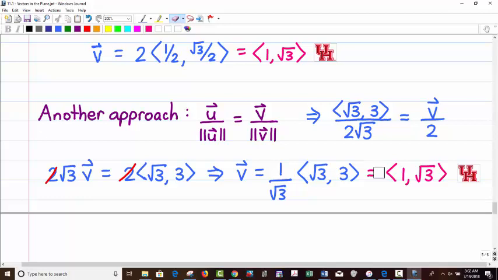Because if you set them up like this, you're saying unit vector u and unit vector v are going to equal each other if they're unit vectors. And there we go. So that would also work.